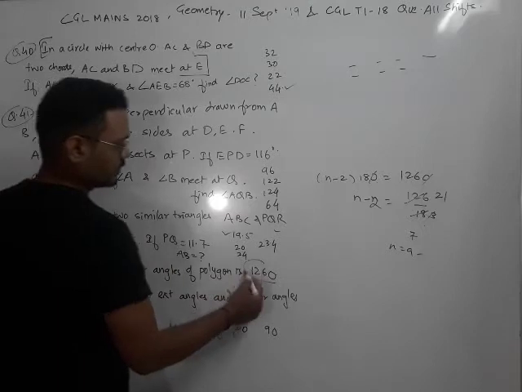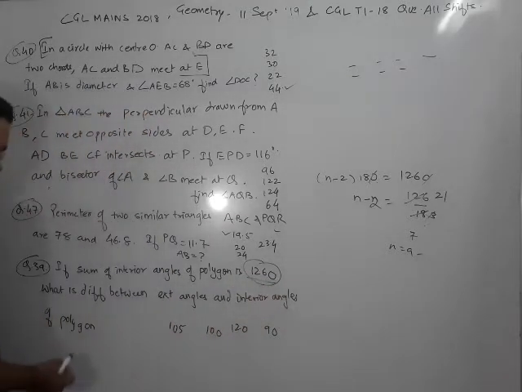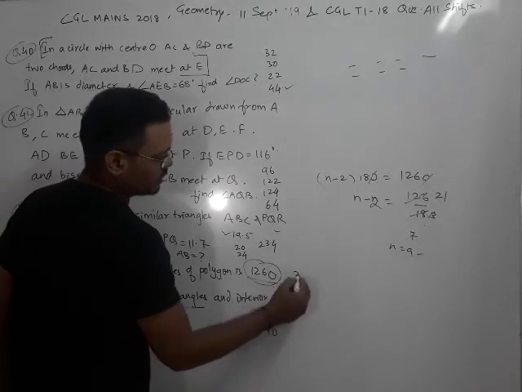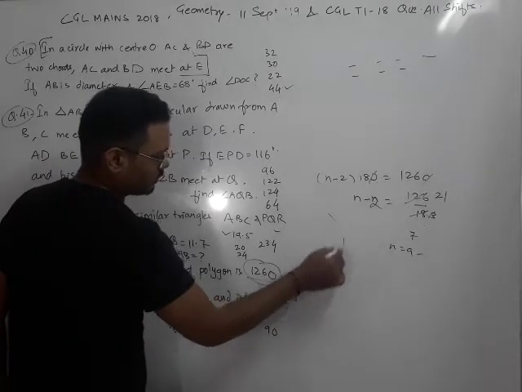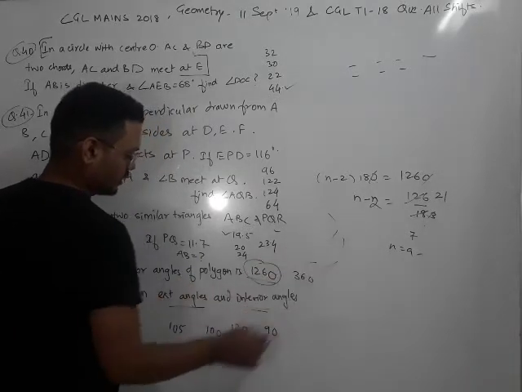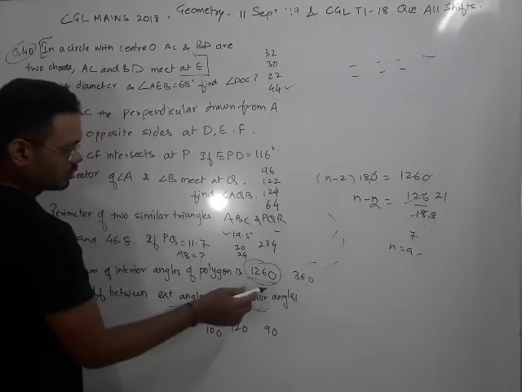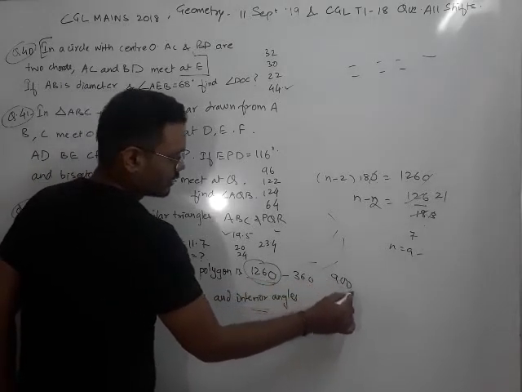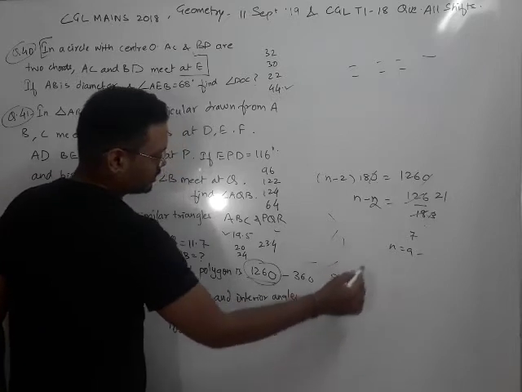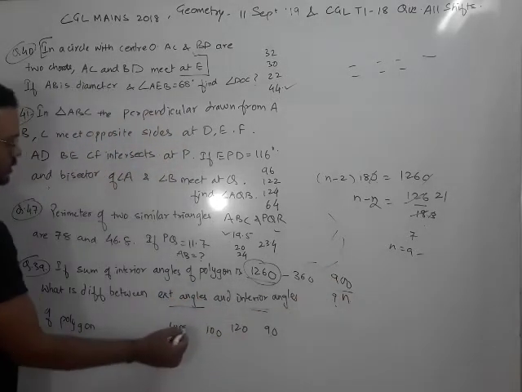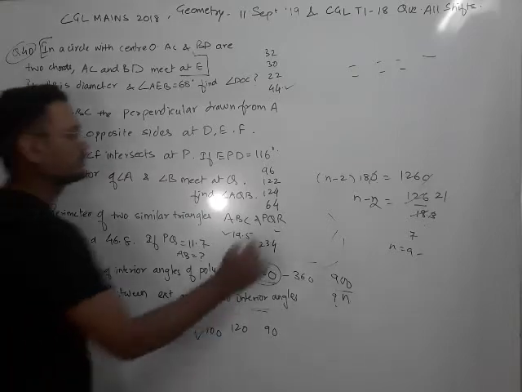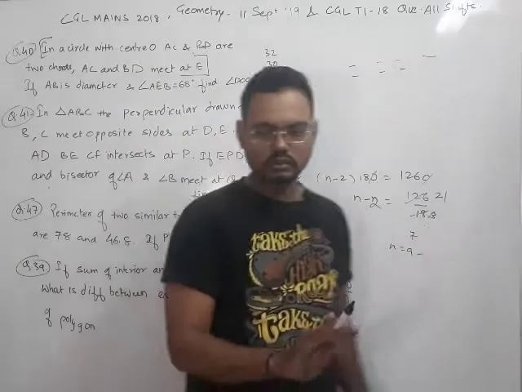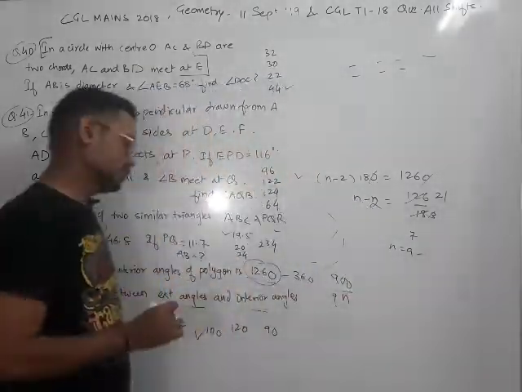The difference between exterior angles and interior angles. Sum of all exterior angles of any polygon, it is 360. So it will always be 360. What is the difference coming? It is 900. N is how much? 9. So answer becomes 100. You just have to remember this formula. No logic, no nothing, and you will get the answer.